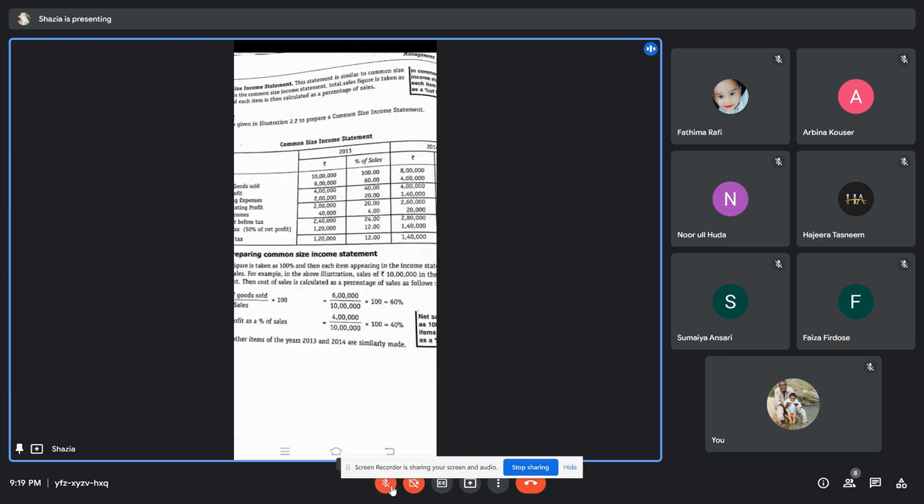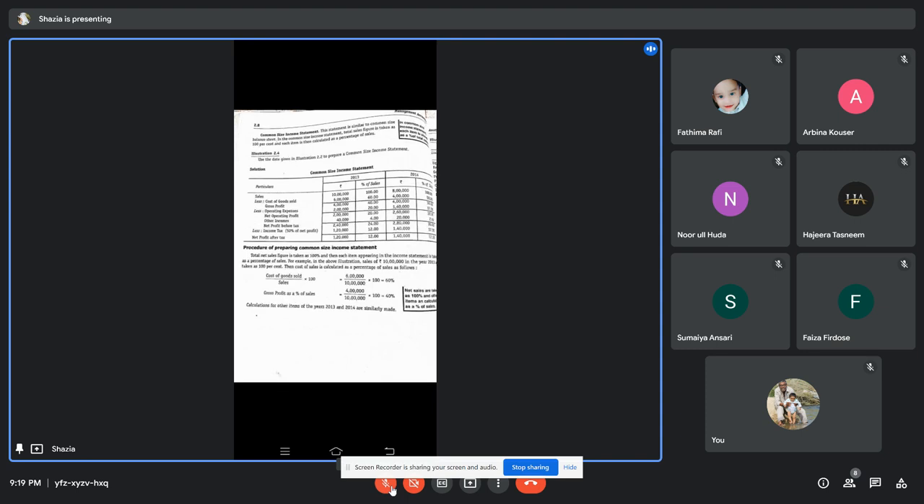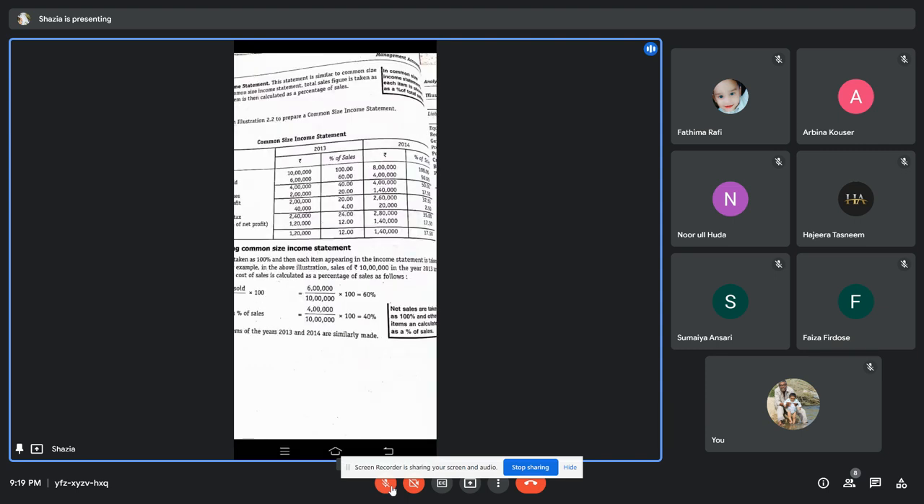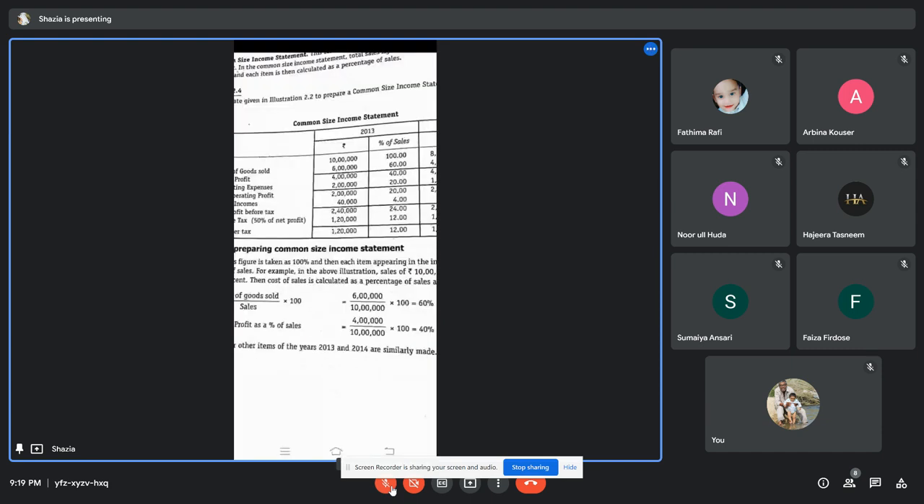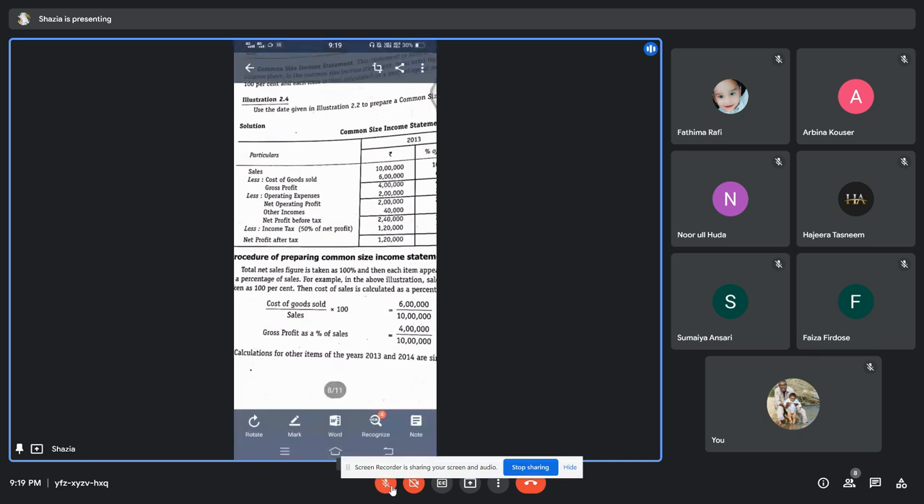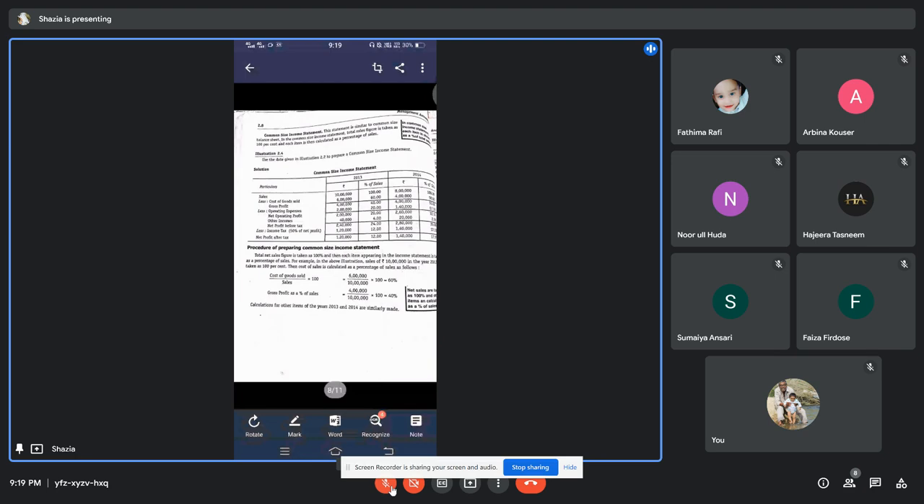Okay. So for example, in the above illustration, sales was how much? 10 lakhs in the year 2013 is taken as 100%. The cost of sales is calculated as a percentage of sales as follows. Anyway, they have taken sales as 10 lakhs and given 100% as the answer. Now, what is the next procedure under the profit and loss account? From the sales, you have to minus what? Cost of goods sold. Now, what is the cost of goods sold here? 6 lakh. Now what to do with this 6 lakh?